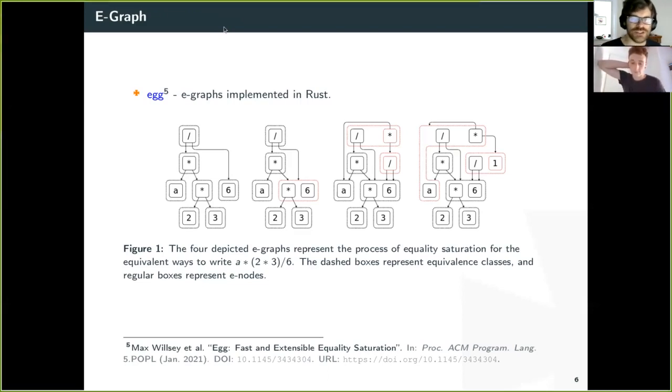And you can see in this picture, the solid line boxes are what's known as E nodes, which contain the symbols, the nodes of the tree that you are familiar with. And then there's also these dashed lines, which are E classes, equivalence classes. And these are intermediate nodes in the tree that are known to be equivalent to each other, okay?